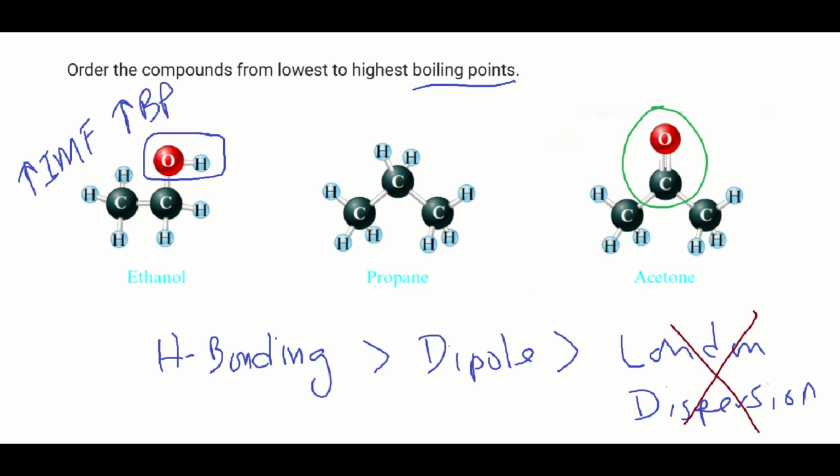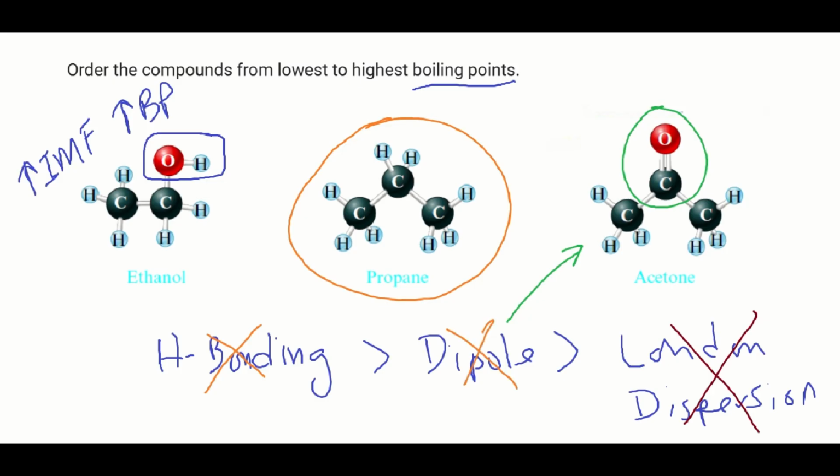So acetone has dipole forces. It's going to have the next highest intermolecular force. Therefore, it's going to have the next highest boiling point. Finally, propane cannot form hydrogen bonds with other propane molecules and is not polar, so the only thing it has is London dispersion forces, which are the weakest forces pound for pound. So because propane has the lowest intermolecular forces, it's also going to have the lowest boiling point.